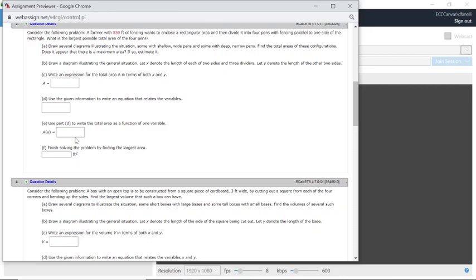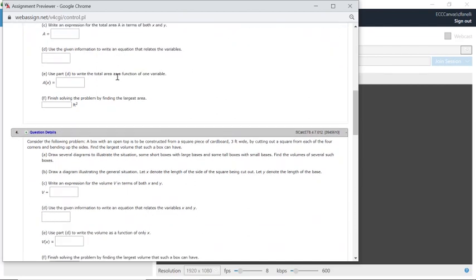And then you can go ahead and apply the calculus technique in order to find the solution. You're finding the largest area. They're not asking you what the dimensions are, so they're not asking for x and y in this case. They're asking you what the associated area is. That would be the largest possible area the farmer could construct.